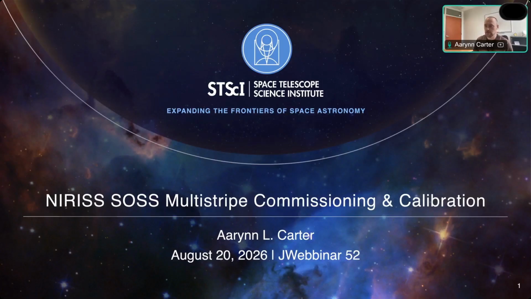I want to give an update on some commissioning and calibration we've been doing for the NIRISS SOS multi-stripe subarrays. Some of you might remember from last year, we had JWebbinar 43 where we introduced this capability, and it was open for cycle 5 proposals. Over the last few months, particularly, we've been trying to calibrate and commission the mode on sky. So I'm hoping to mainly give you an update on where we're at, and let you see how good things are going.